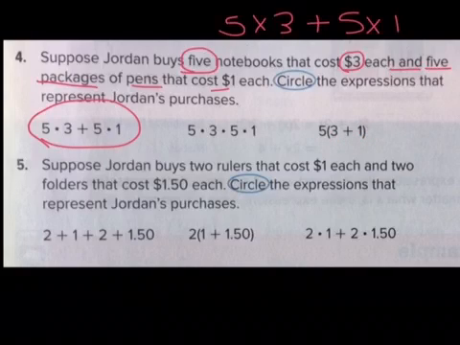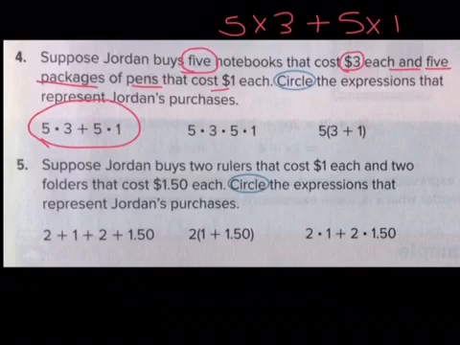And what we're doing here, let's see, we bought 5 of both, right? 5 here and 5 here. So the 5 is being multiplied times the $3 and the $1. So yes, we're using associative property to group the money and then the number of each that we bought.